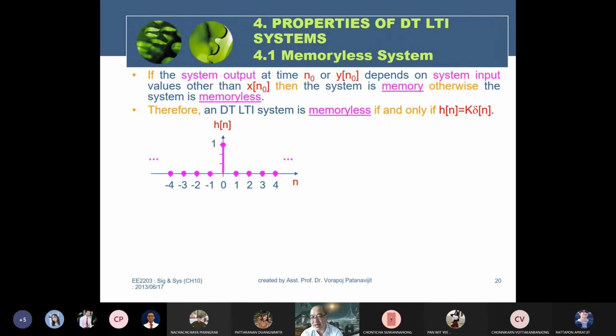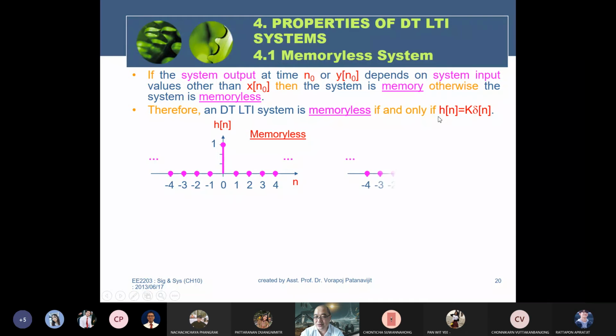Therefore, a DT-LTI system is memoryless if and only if h[n] is in impulse function form. That means it is 0 everywhere except at n equal to 0. At n equal to 0, it can be any value. We don't care, maybe positive, maybe negative. If it's already in this form, we call it memoryless.